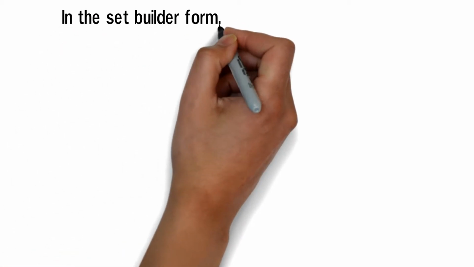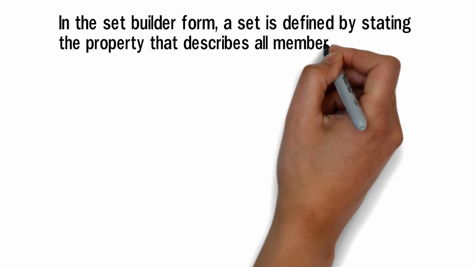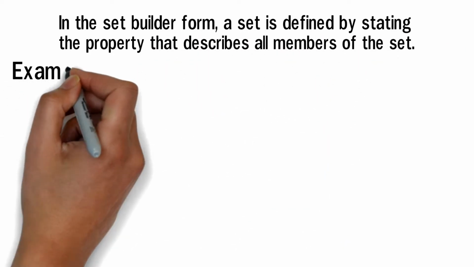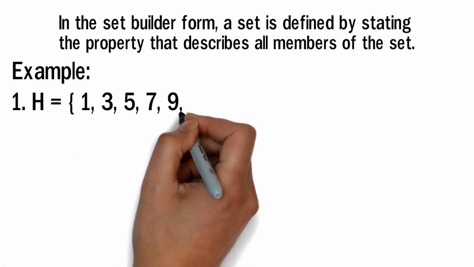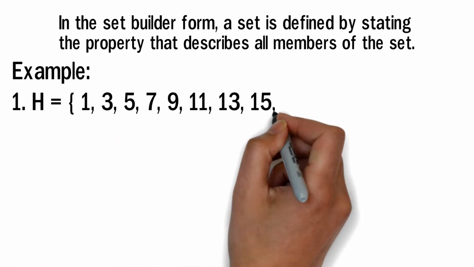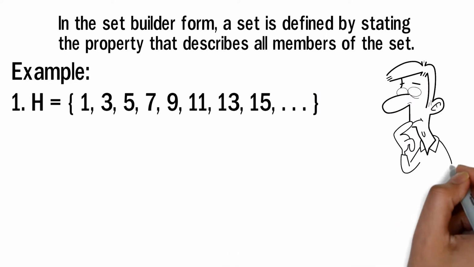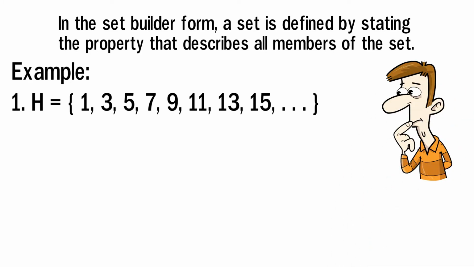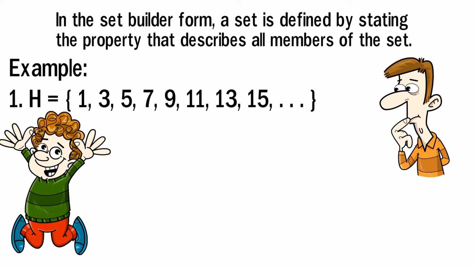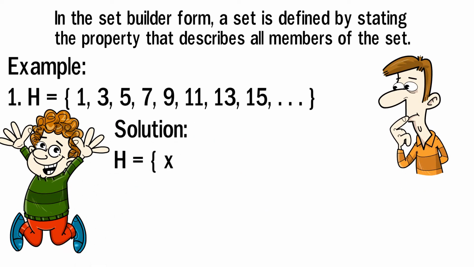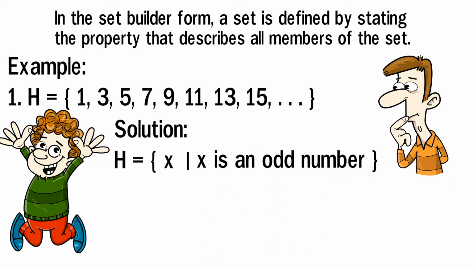Next ay set builder form. A set is defined by stating the property that describes all members of the set. Example: set H consists of the following elements 1, 3, 5, 7, 9, 11, 13, 15, and so on and so forth. Next, what are the similarities of the elements in set H? Tama ka student, they are all odd numbers. Kaya ang solution natin ay set H is a set of all x such that x is an odd number.